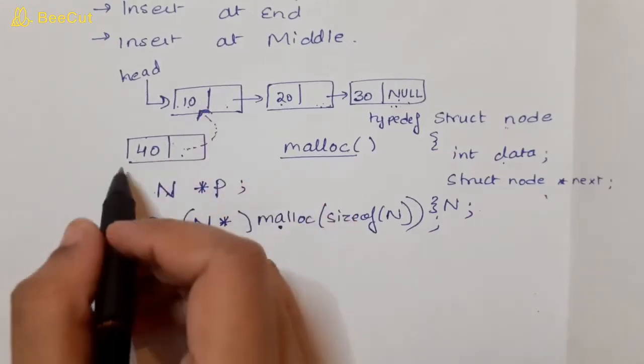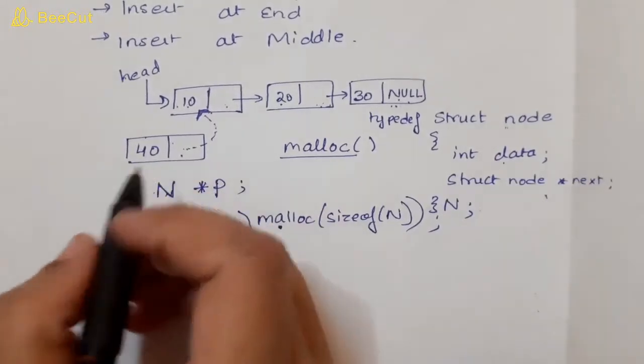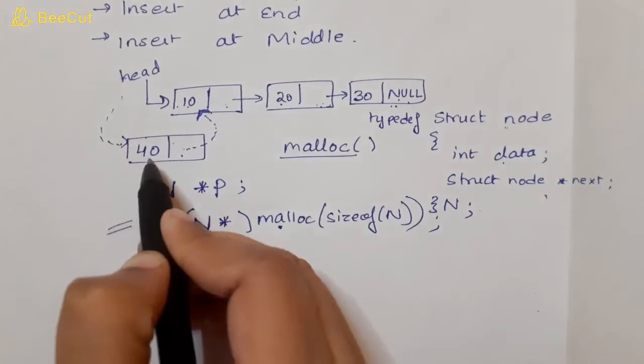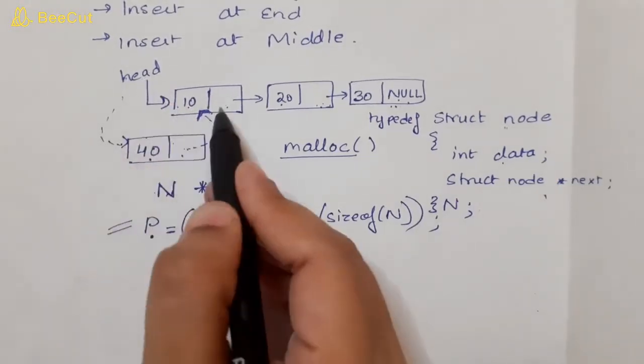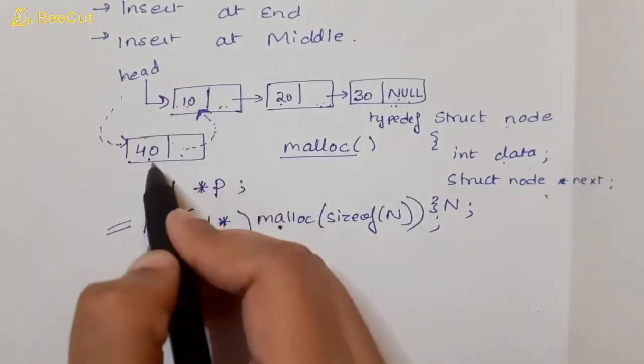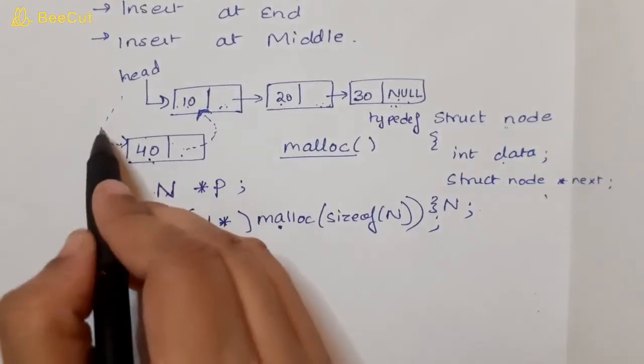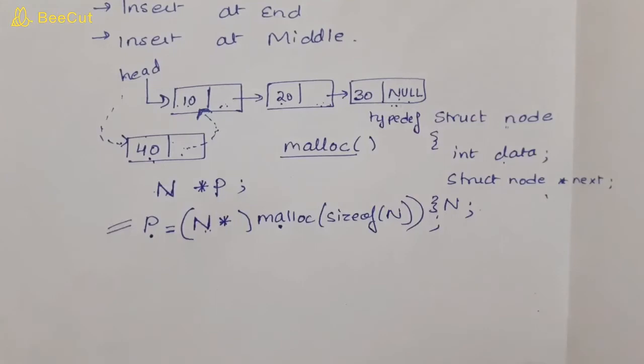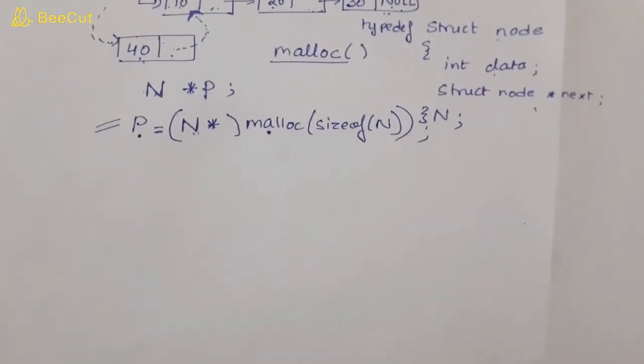Okay, the second thing which we need to do is head should point to this new node, because this will become the first node. So head should not point to this, instead it should point to this newly created node. So we need to create these two links. Now how to create these two links? We'll start writing the function.